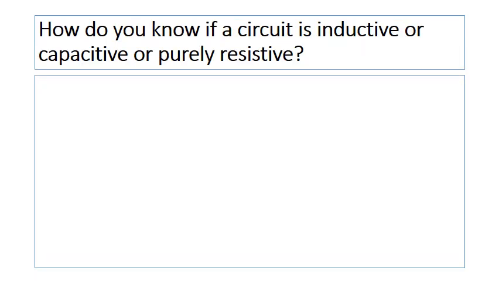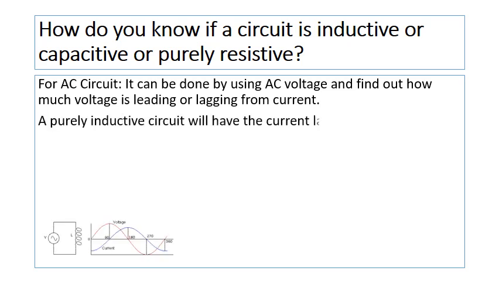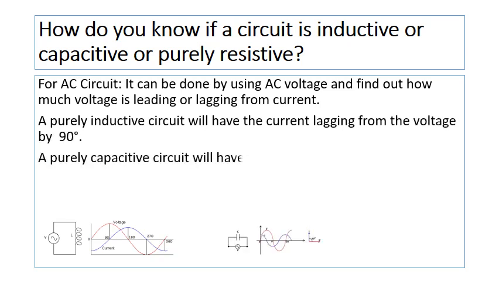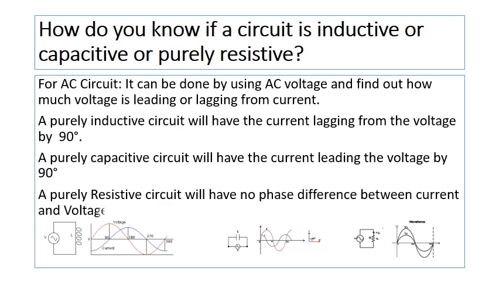How do you know if a circuit is inductive, capacitive or purely resistive? For AC circuits, it can be done by using voltage and finding out how much the voltage is leading or lagging from the current. A purely inductive circuit will have current lagging from the voltage by 90 degrees. A purely capacitive circuit will have current leading voltage by 90 degrees. A purely resistive circuit will have no phase difference between the current and voltage.